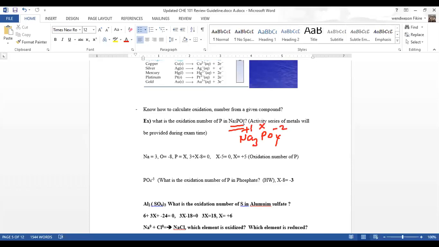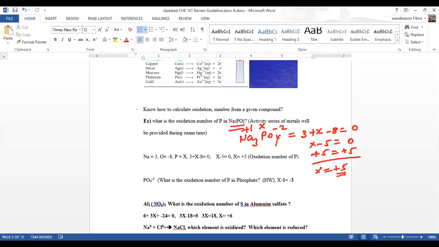If we are looking for the oxidation number of phosphorus, that's going to be 3 plus X minus 8 equals 0, so X minus 5 equals 0. By adding 5 to both sides, we can calculate the oxidation number of phosphorus, which is 5. Oxidation number doesn't necessarily mean the charge of the ion. So look for the slide that explains oxidation number. It's in chapter 4 again.